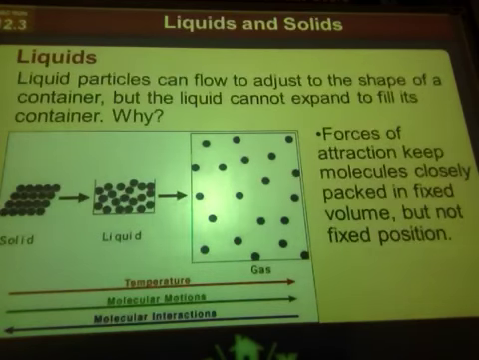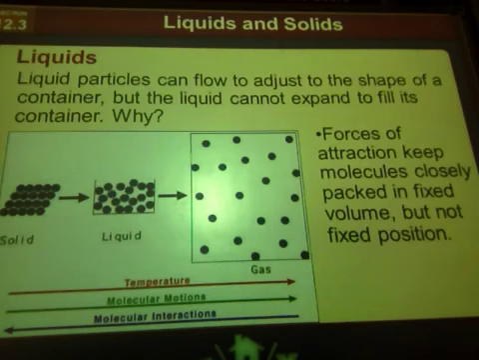First, we are going to focus on liquids, and we know that liquid particles can flow to adjust to the shape of a container. So we know that liquids flow, and we know that they have a fixed volume, but they don't have a fixed shape, because they are able to flow. Now, for gases, we talked about the kinetic molecular theory, which was developed to explain behavior of gases. However, the kinetic molecular theory can also apply to liquids and solids.